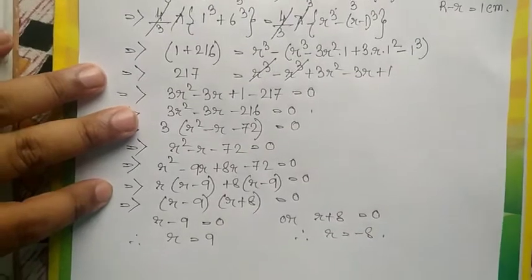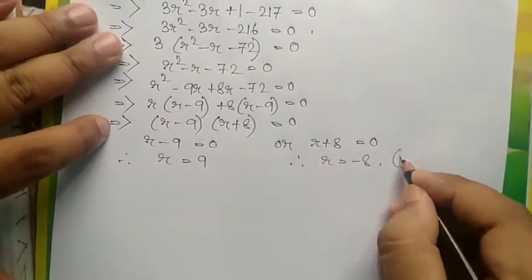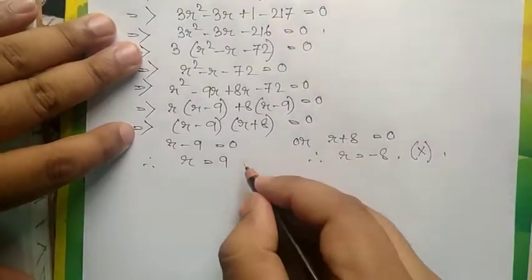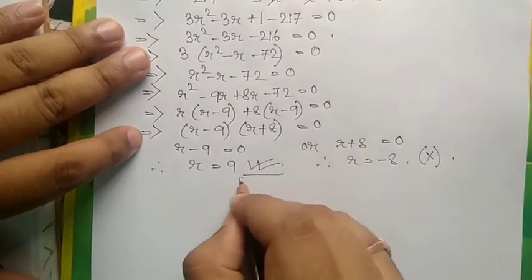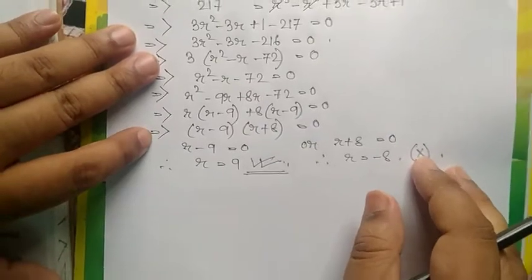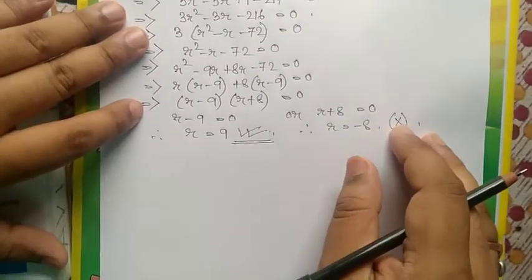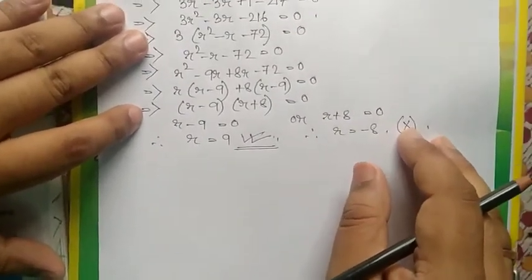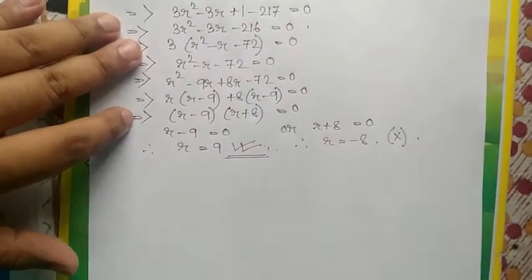Radius cannot be negative, so this answer is not possible. So the answer should be r equal to 9. So the radius equals 9. If the radius equals 9, then we can simply find out the outer curved surface area of the hollow sphere. Okay.